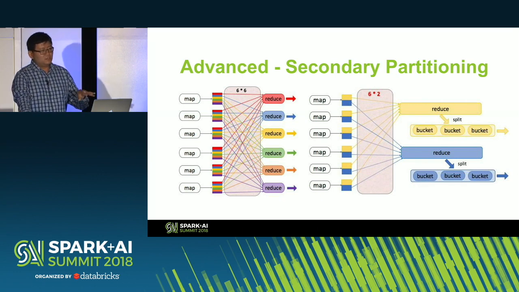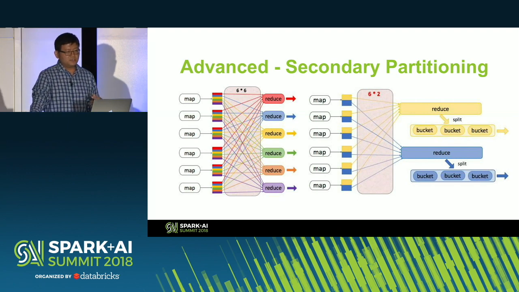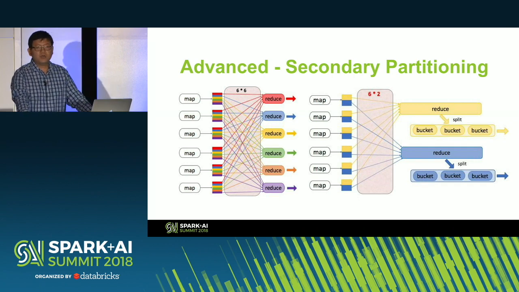So because the local split is a continuous read and write, the IOPS on the secondary partitioning phase is negligible compared to the job itself. It's about 12 IOPS. It's 3 times less. Also, on the right side, we only have 2 reducers.